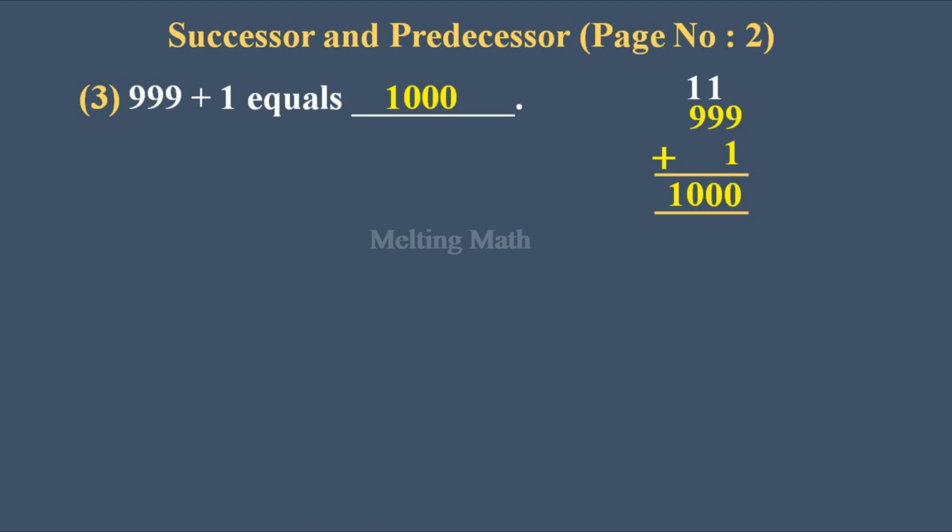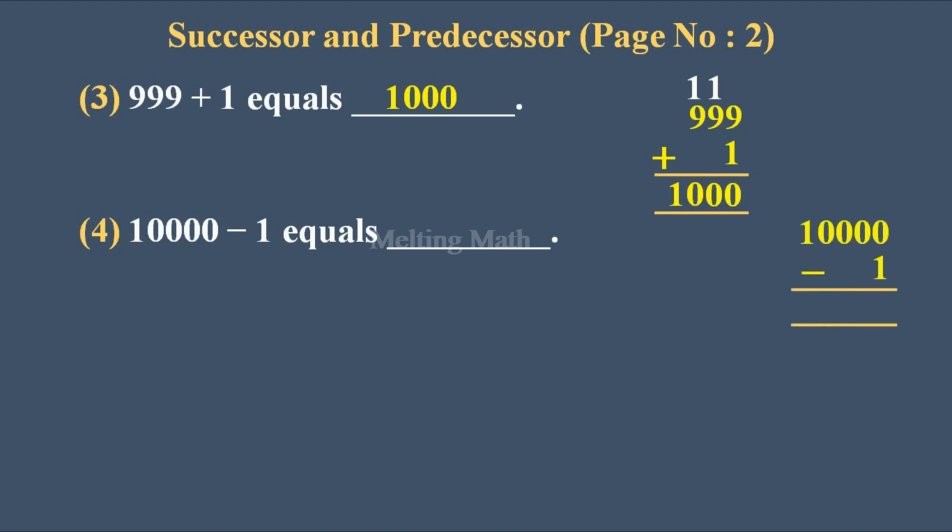Next, see the fourth question. 10,000 minus 1 equals dash. Here we are subtracting 1 from another number, so it comes under predecessor. So first write 10,000, then subtract 1 from that. Here 0 minus 1. When compared to 1, 0 is smaller, so we cannot subtract 1 from 0. So we have to borrow 1 from the next digit, but that is also 0, so we cannot borrow from that.